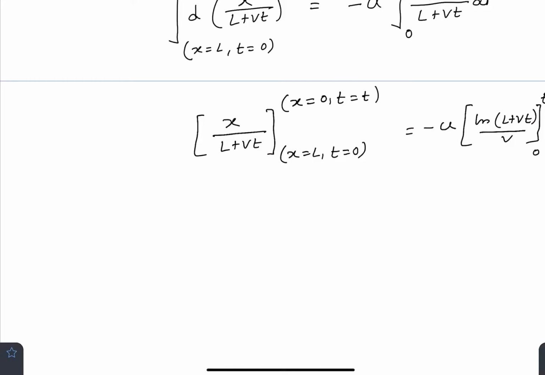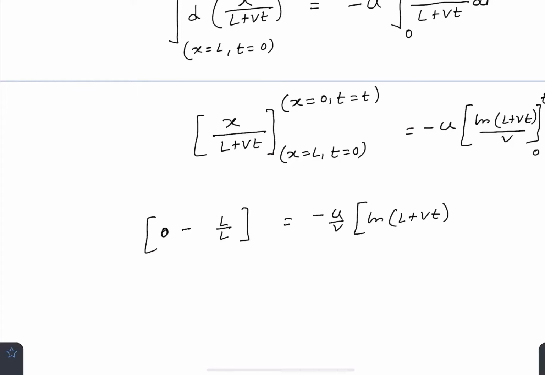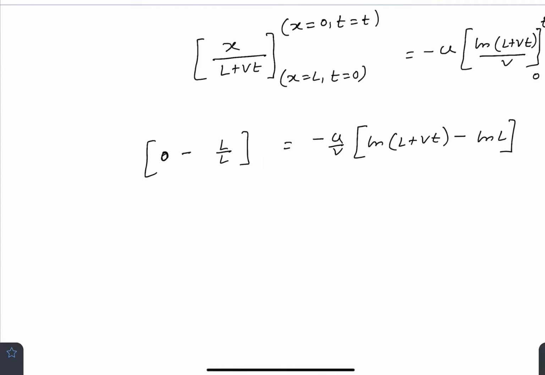If you put x equal to 0, the entire term would be 0, then a minus sign, and if you put x as L, t as 0, that will become L upon L, that is 1. Here you have minus u by v, ln(L plus Vt) minus, if you put t equal to 0, it is ln L. So this is minus 1 is minus u upon v and ln(L plus Vt) minus ln L.